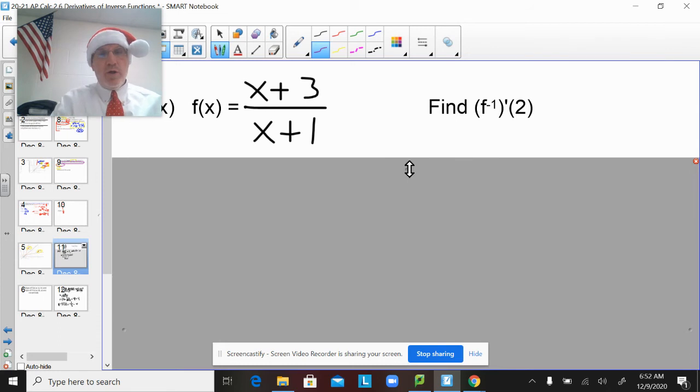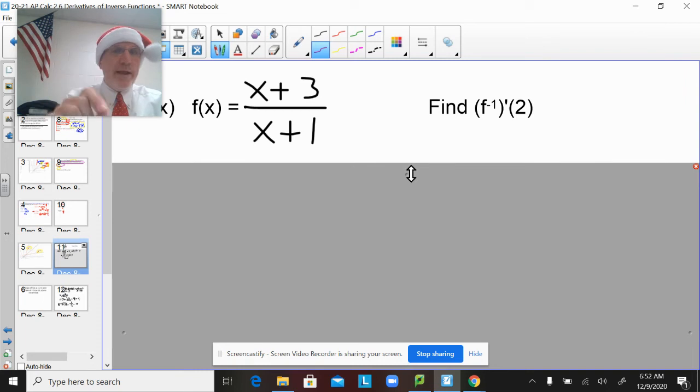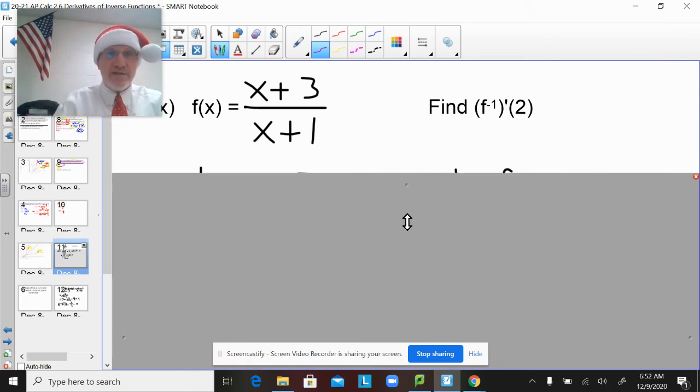So we need to know first that we need to find a number. We need to set the function equal to 2 and solve for x. We need that number. Once we have that number, we'll take the derivative of f of x, which looks like it's a quotient rule. We'll plug in not 2, but the number that we'll find in a moment, get that slope, and then take the reciprocal of that to find our answer. So first step is set the equation equal to 2 and solve for x.